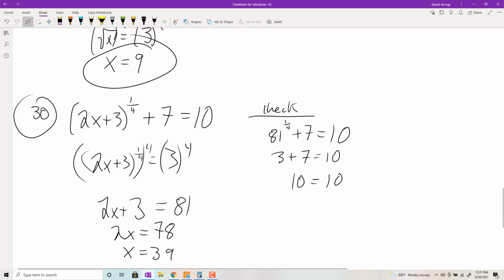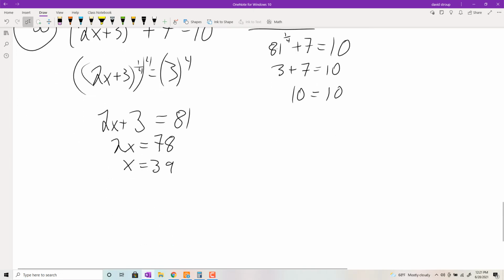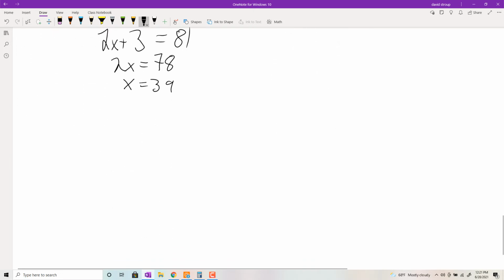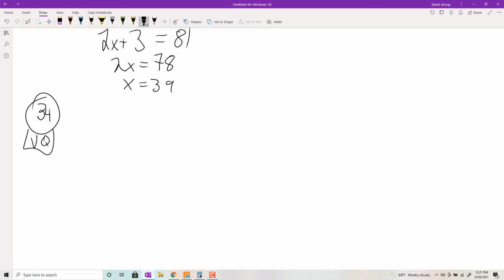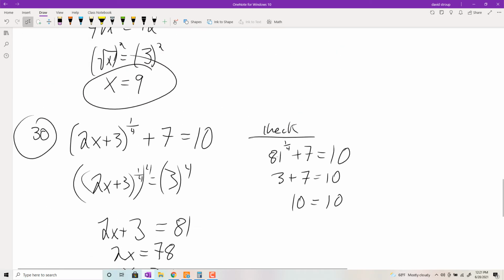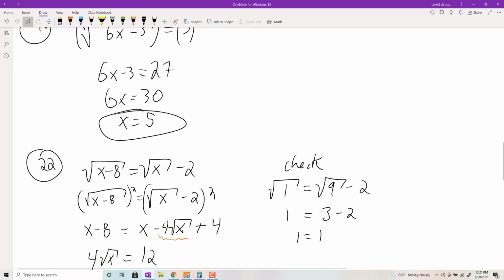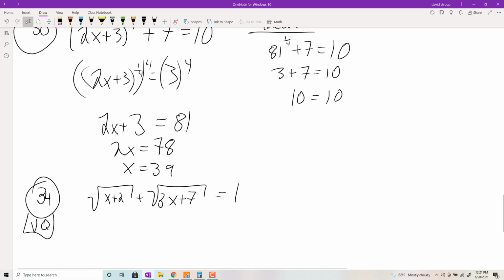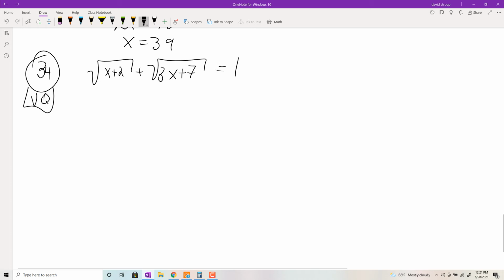Okay. One more problem, and this is the video quiz, and then I'll dive into the actual web assigned homework. But this is the video quiz. So we have square root x plus 2 plus square root 3x plus 7 equals 1. This is another one of those where we have more than one root, just like in 22, and you're going to end up having to square it twice.